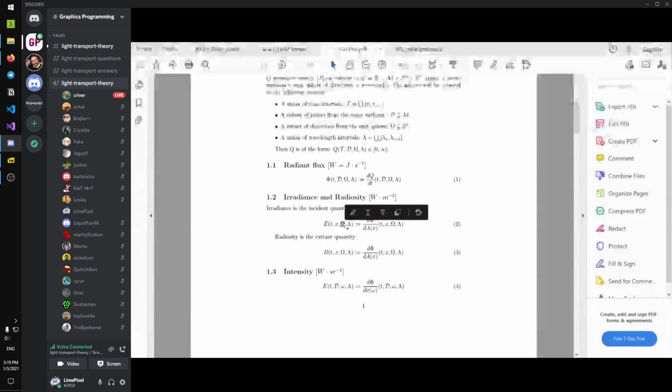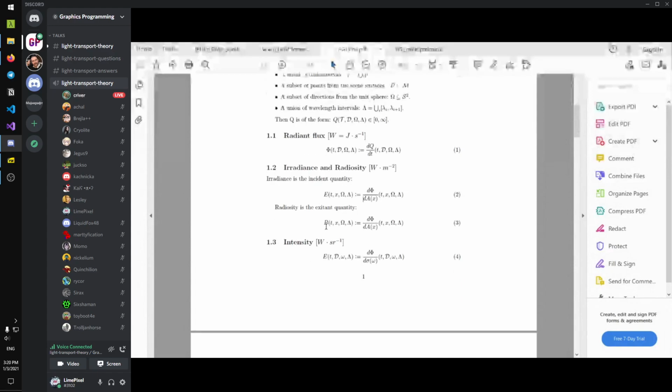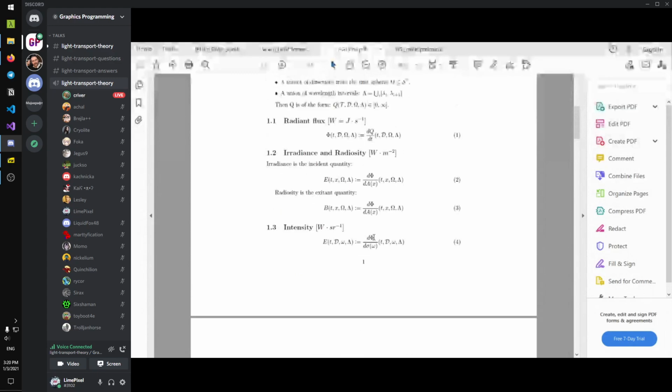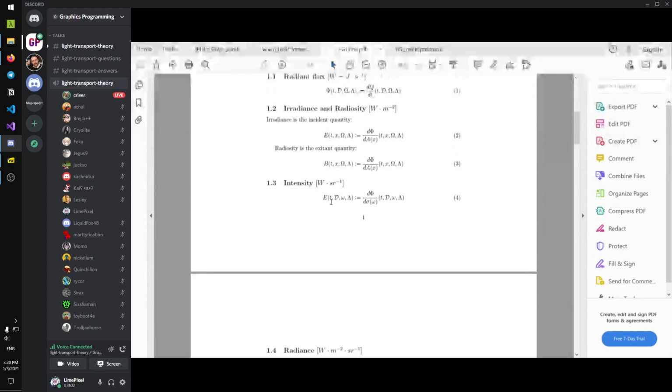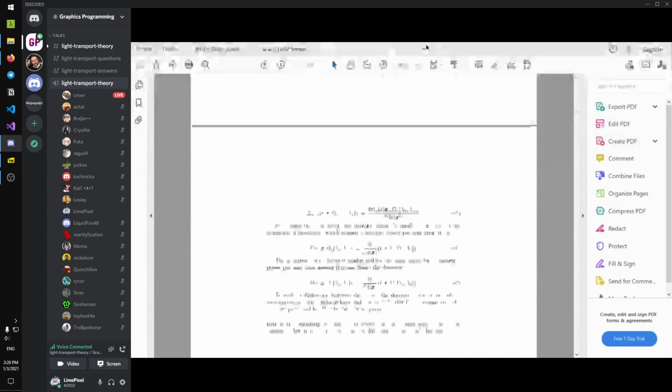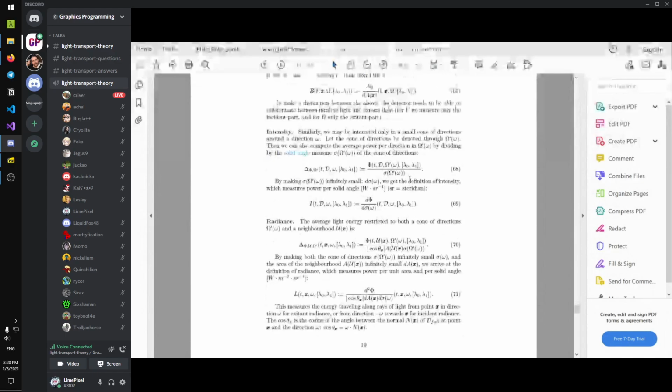So omega here is a set, which is a subset of the unit sphere, and lambda here is some subset of the numbers from 0 to infinity, so some subset of wavelengths. So that's regarding irradiance and radiosity. Now you can define another quantity, which is intensity. It's not in the book, I think. This should read I. Here it reads I, okay.